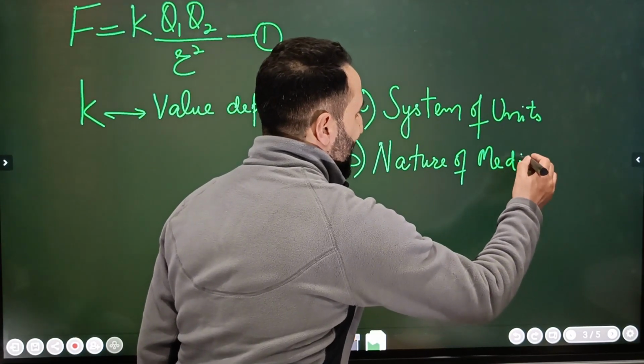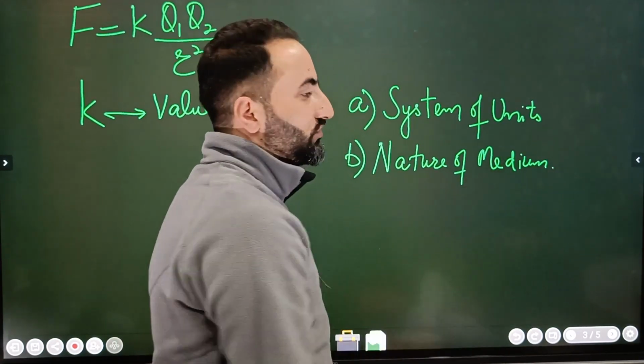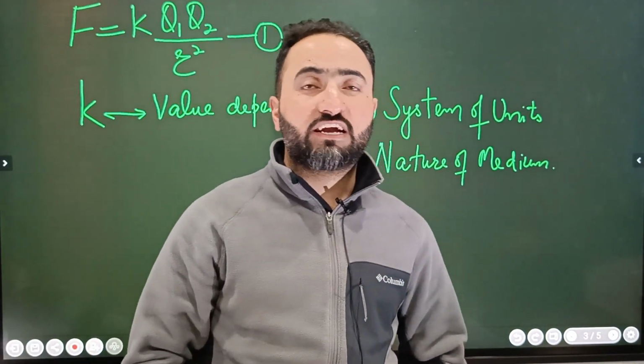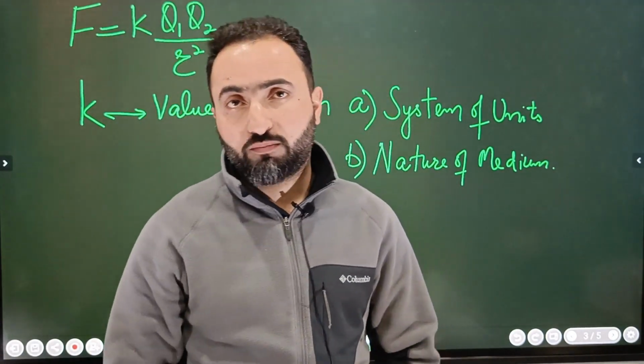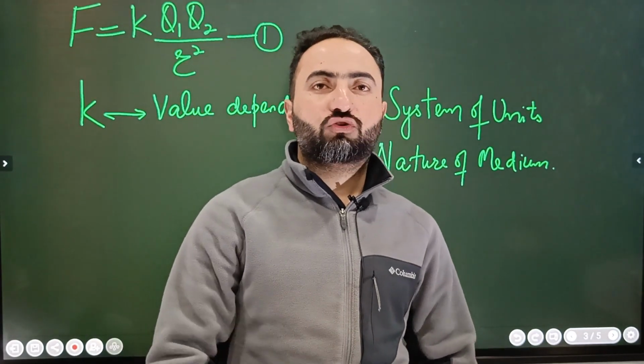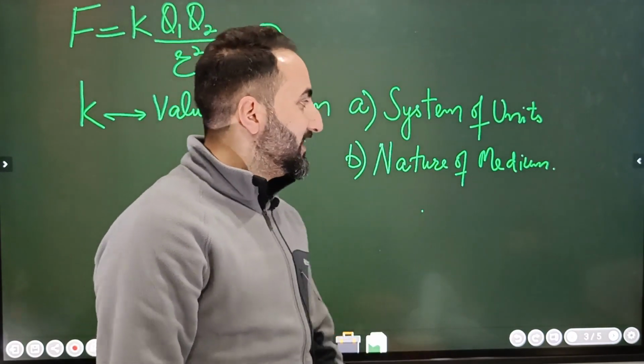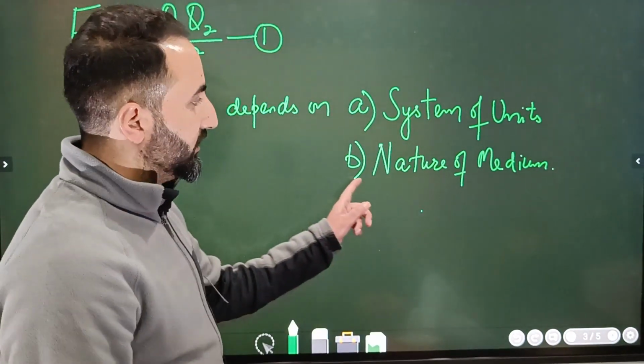There's a difference between the electrostatic force and the gravitational force, and this is the important difference: the gravitational force does not depend upon the medium separating the two masses, but the electrostatic force does depend upon the medium separating the two charges. So here this K takes care of that, the nature of the medium.